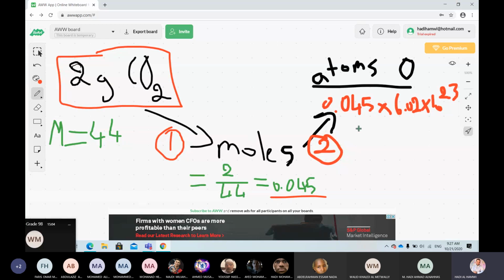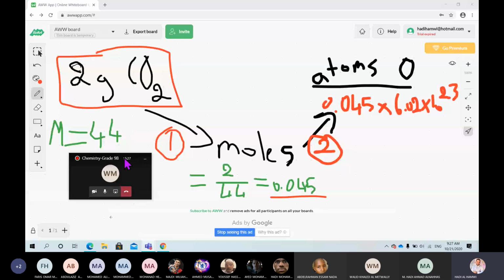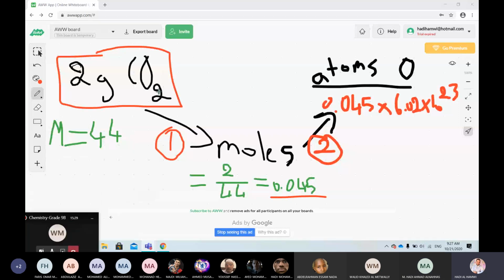But here I will ask myself, in 1 molecule of carbon dioxide, how many oxygen atoms? Who can answer this? In 1 carbon dioxide molecule, how many oxygen atoms do we have? 2, great. 2 oxygen atoms. Look here, this is the subscript, 2. In each 1 carbon dioxide, we have 2 oxygen. Okay?